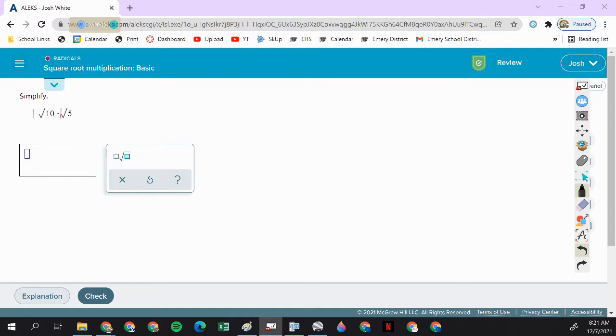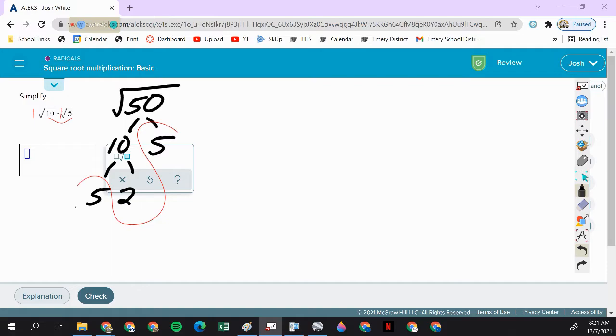So the outside would be 1 times 1, and the inside would be 10 times 5, which is the square root of 50. And then we factor that and look for pairs. We have a pair of 5s. That comes to the front, and a 2 left over. So 5 root 2.